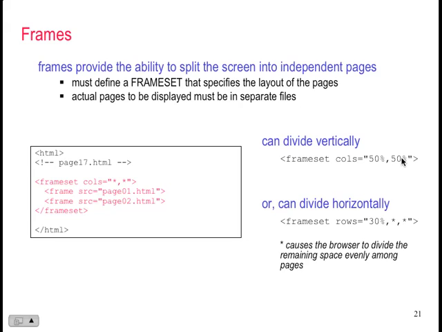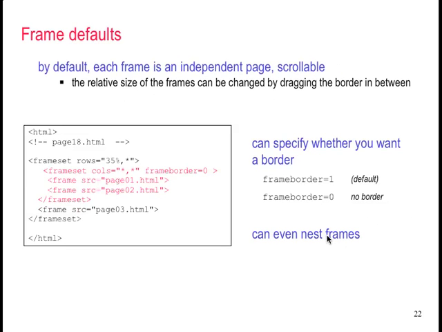Columns here, let's say 50-50. You're going to divide the page into two columns, 50-50 each, or maybe rows, 30% row, causing the browser to divide the remaining space among the pages themselves. And looking at the default, I'm going to go through the rest of this and show you the frames, so you're going to see them all together, which makes more sense.